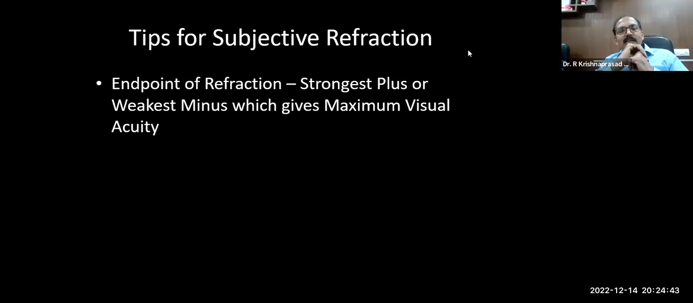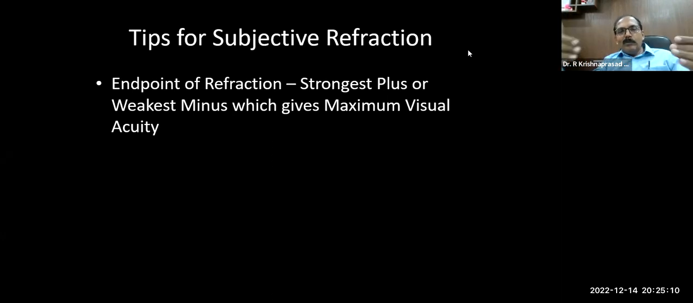So basically, if you give the strongest plus or the weakest minus, you are allowing the accommodation to be free to be used for near. You should understand accommodation is a very tricky thing. We have been endowed with accommodation to be used for near vision, not for distant vision. So sometimes we use it for distance and spoil the whole scene.